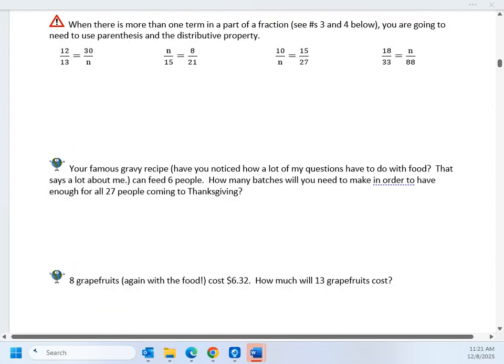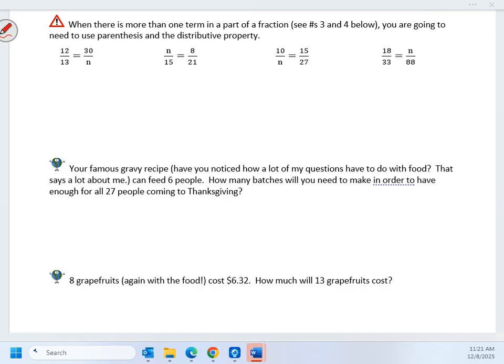When there is more than one term in a part of a fraction, oh no, Mr. Schultz said he took this part out. But, what? You don't have this part, right? Oh, you do? Yeah. Oh, he said he took it out. You're going to need to use parentheses and the distributive process, but I don't think we have those examples that we're going to have to do. So in the work that we do, I don't believe we have to do the distributive property.